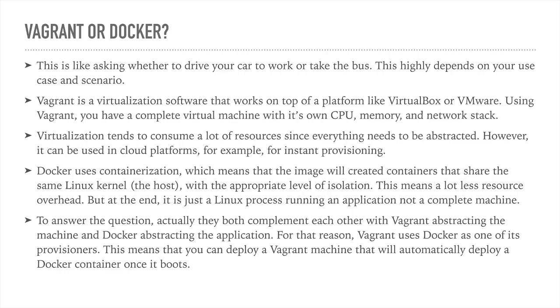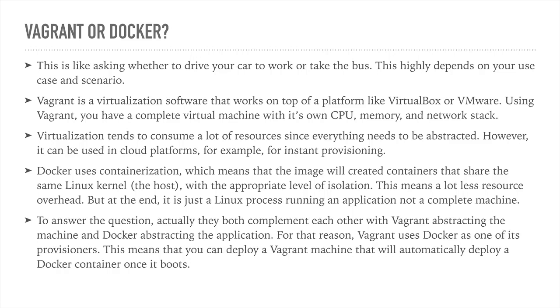Virtualization tends to consume a lot of resources since everything needs to be abstracted. All the hardware needs to be abstracted, and the hypervisor eats a lot of resources in order to do that for you. However, it can be used, for example, in cloud platforms for instant provisioning. If you want a machine at your disposal that you will use to install multiple applications, play with the network, do some sophisticated stuff, install several software stacks and try different things on the same machine, you are better off using a Vagrant machine or a virtual machine.